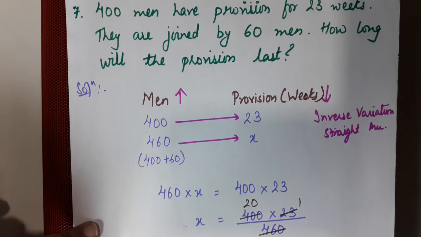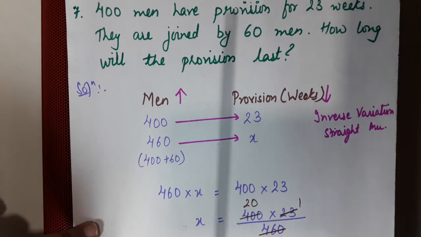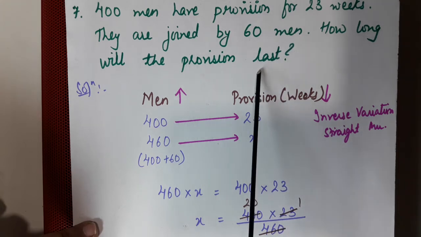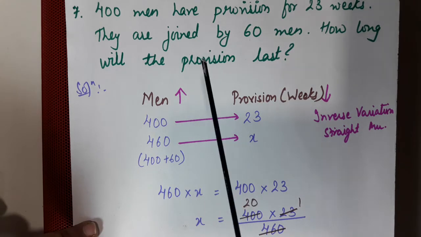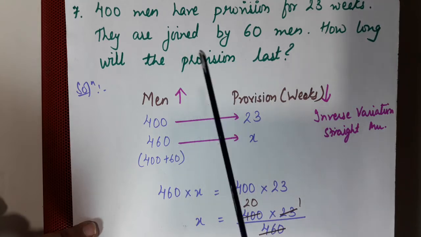Next question, question number 7. 400 men have provision for 23 weeks. They are joined by 60 men. How long will the provision last? Provision means whatever things are there for eating. Okay, that provision can be eating also, it can be anything.